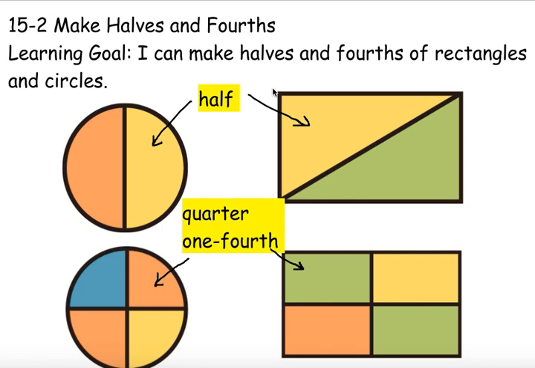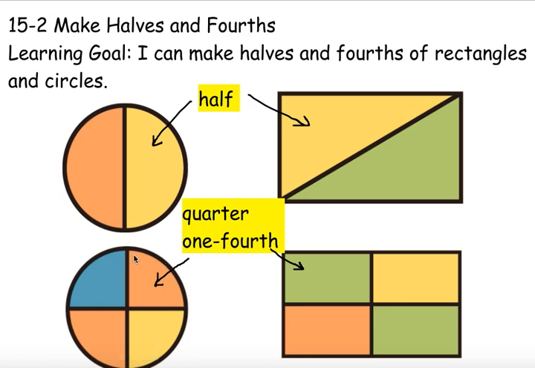Now I want you to pause the video and talk to yourself about the other half of each shape. What color are they? Use the word half. Here we go. Half of the circle is orange. And here, half of the rectangle is green. Great job.